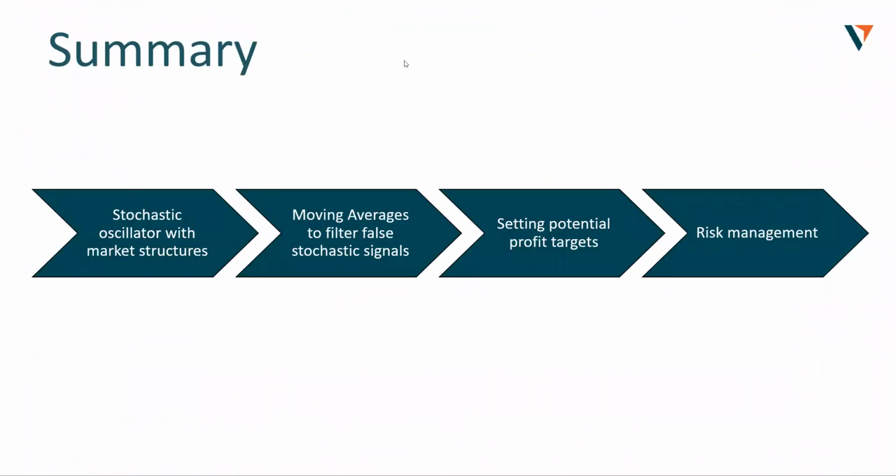Okay, so we have covered stochastics and market structures, and also how we can use moving average to filter out the signals. I also talked about setting our potential profit targets using Fibonacci retracements. If you want to find out more about Fibonacci retracements, we have the Fibonacci series on YouTube, so do check that out. And then also for risk management itself, setting proper stop losses and profit targets, and also ensuring that one trade doesn't blow the account.